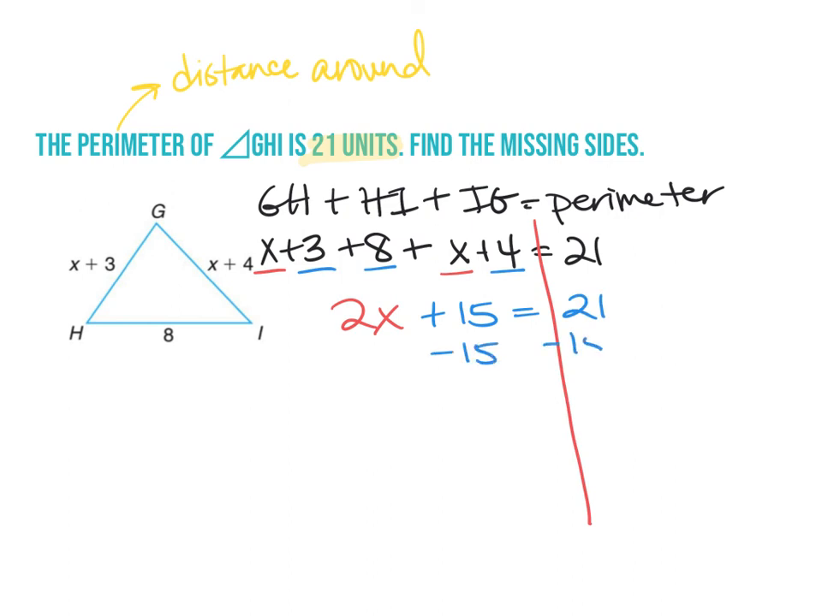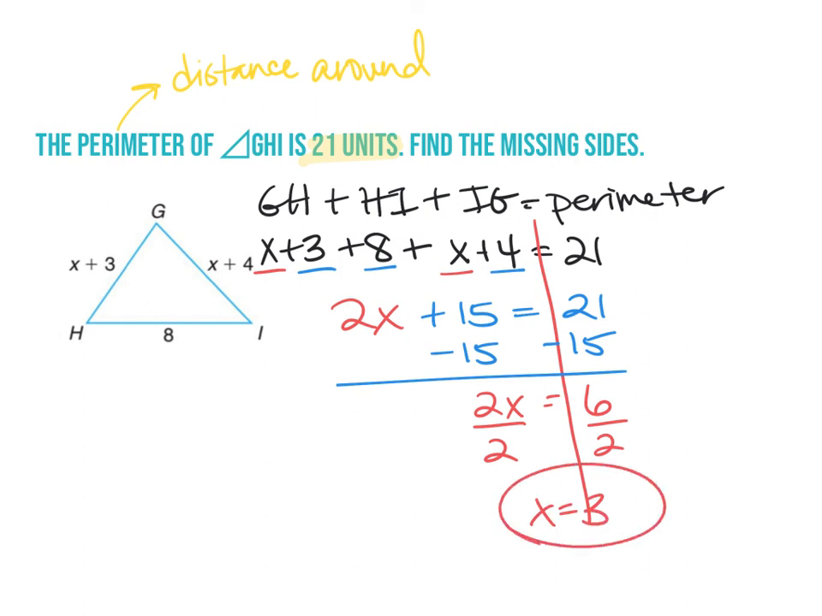Subtract the 15, so I get 2x equals 6. Divide by 2, and x equals 3. Now, it's important, it says find the missing sides. It doesn't say to solve for x. So I need to take that x, plug it in back up here. So 3 plus 3, this side is 6. 3 plus 4, this side is 7. There you go. Now we're done.